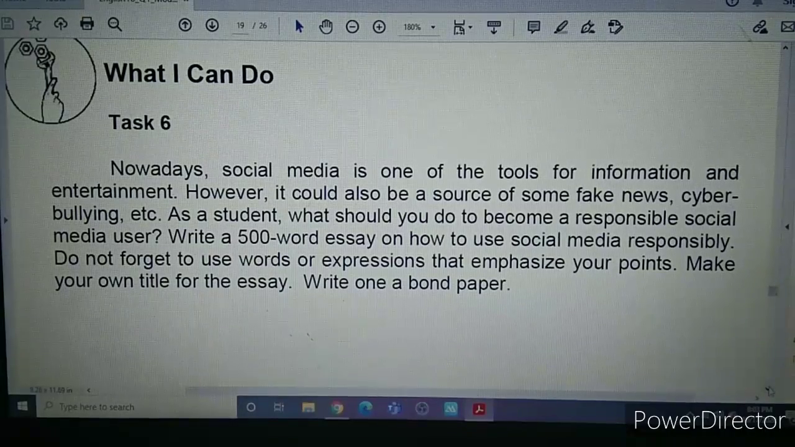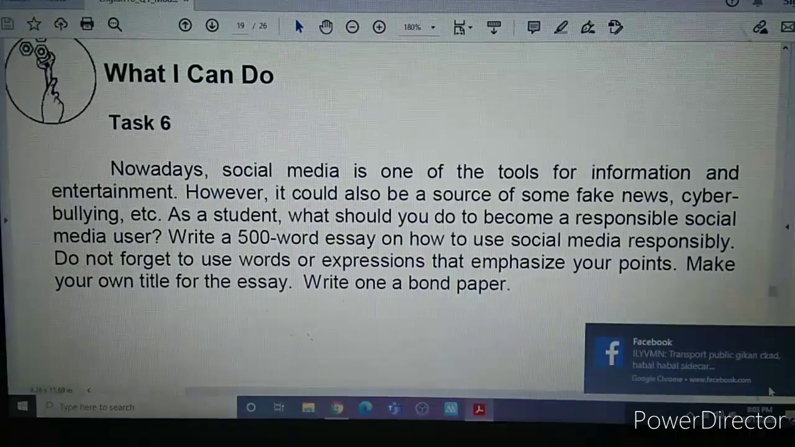Now let's move on to your next activity. So for task 5, here is your activity. Nowadays, social media is one of the tools for information and entertainment. However, it could also be a source of some fake news, cyberbullying, and others. As a student, what should you do to become a responsible social media user? Write a 500-word essay on how to use social media responsibly. Do not forget to use words or expressions that emphasize your points. Make your own title for the essay.